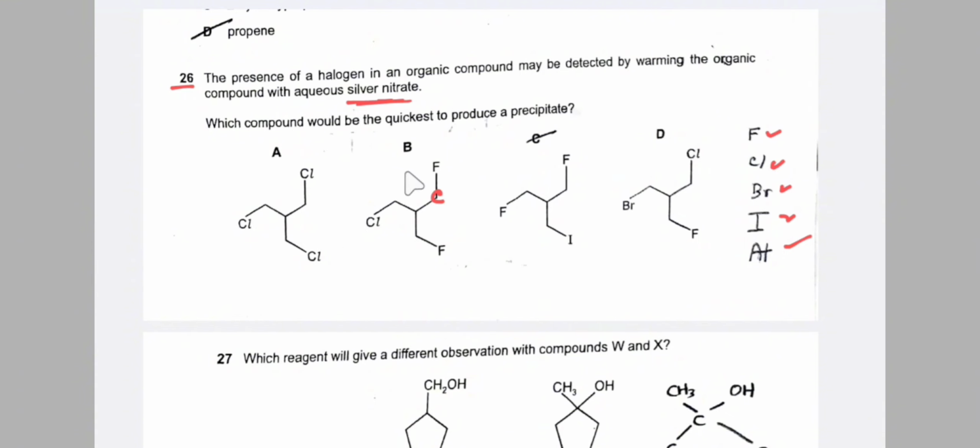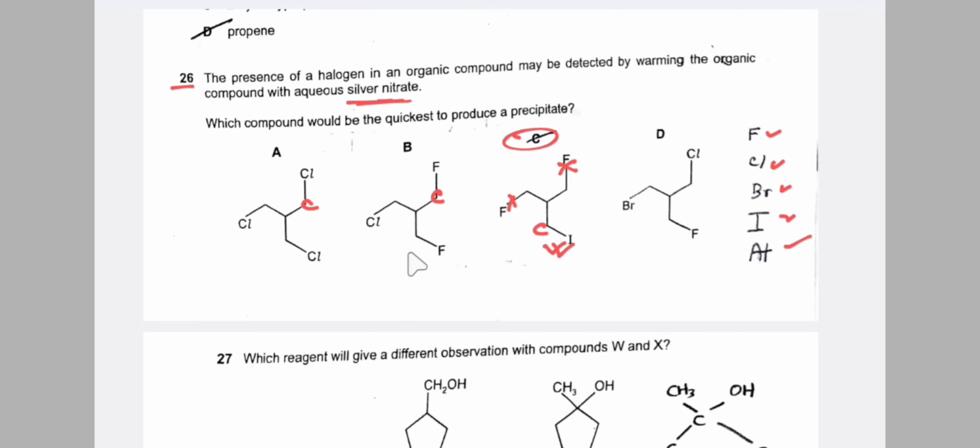Then the carbon-chlorine bond is weaker than the carbon-fluorine bond, and the weakest bond is with iodine. So which compound will produce the quickest precipitate? The answer is C, because the carbon-fluorine bond is strongest, so it is not broken, but the carbon-iodine bond is the weakest, so this bond is broken and the precipitate is formed. Therefore the answer is C.